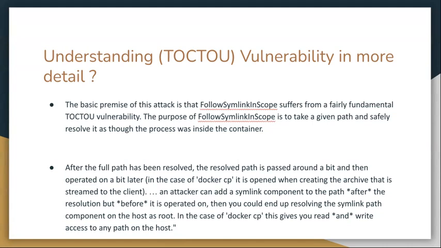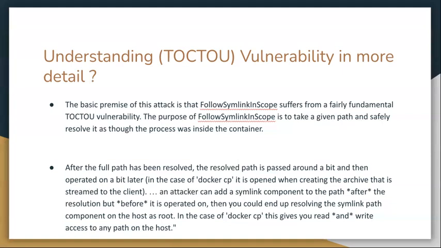Now, in the case of docker cp, it is opened when creating the archive that is streamed to the client. An attacker can add a symlink component to the path after the resolution, but before it is operated on, right? So this is where the attack comes in. That is, an attacker can change the symlink and gain access, because there is a very small window of milliseconds available, and once he changes that path, it will be operated on, right? And because this is from Docker, the system will allow it, right?